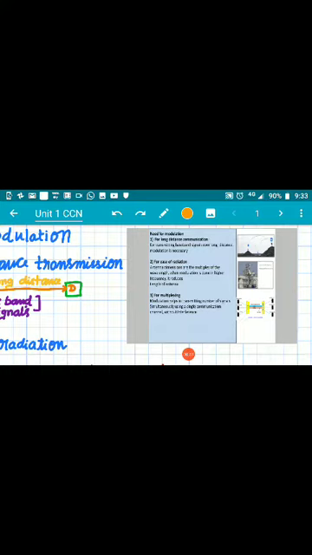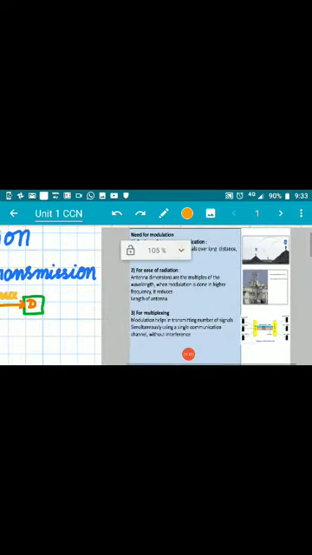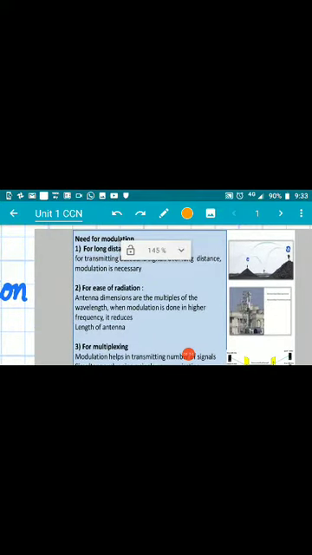So now we shall understand why modulation is required, and where modulation is utilized. That is what we are going to understand now. Simple, why modulation is used. The first point we are going to discuss is long distance communication. By just observing this picture, you can understand that modulation is used for long distance communication. Why is modulation used for long distance communications?